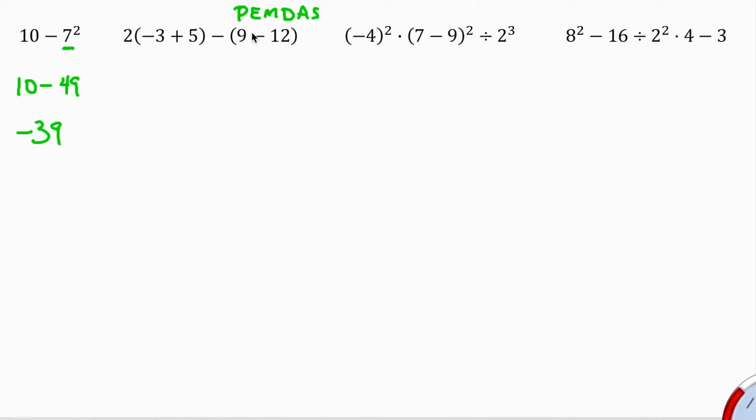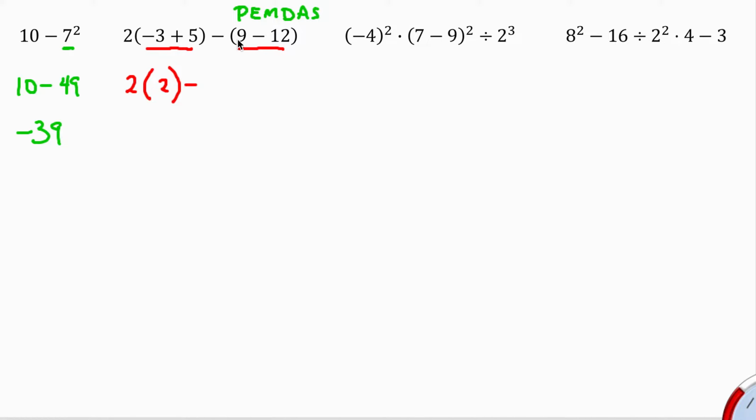Okay, parentheses. Oh, this one has parentheses. I've got to do the stuff inside the parentheses first. Everything else is just going to stay the same. Signs are different, it means minus. 5 minus 3 is 2. Keep the sign in front of the biggest one.